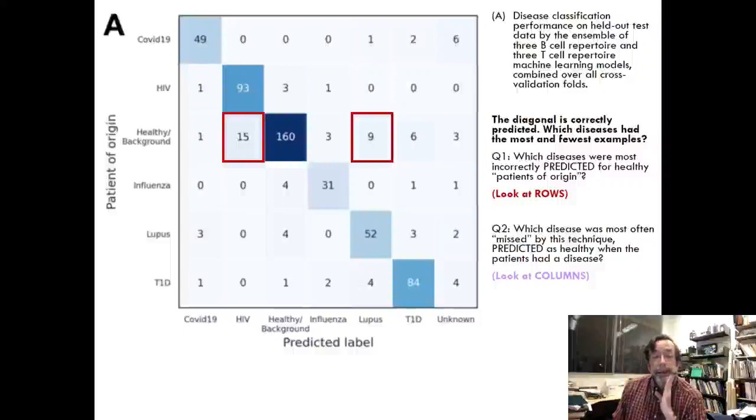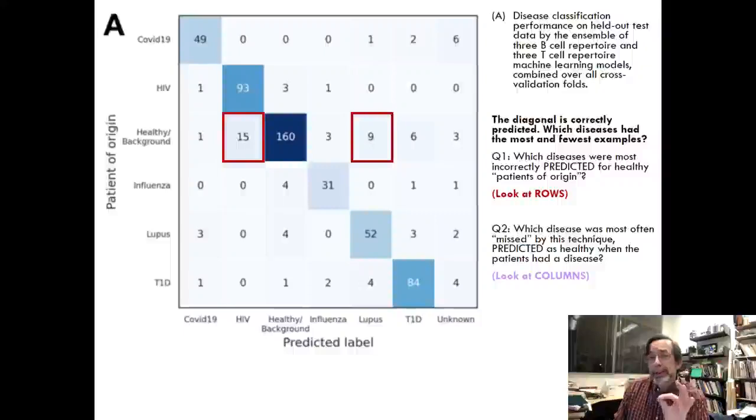Likewise, you can take lupus and go over to healthy, and you can see only 4 patients were predicted to be healthy when they actually had lupus. But this is actually a relatively big number. The main thing I want you to see is where the computer was wrong when people were healthy and it said that they had something. It is for HIV and lupus.